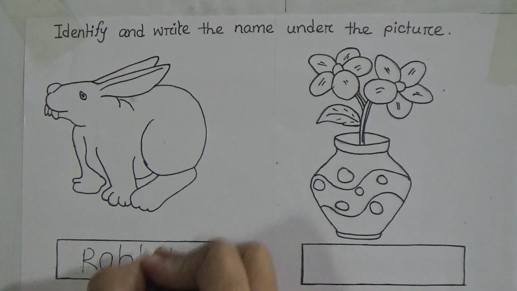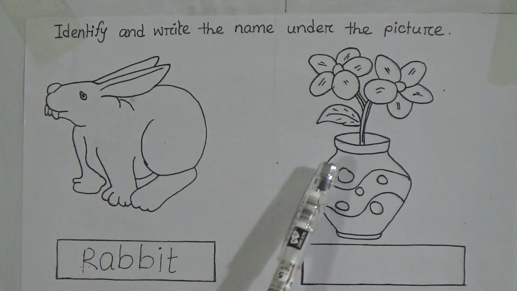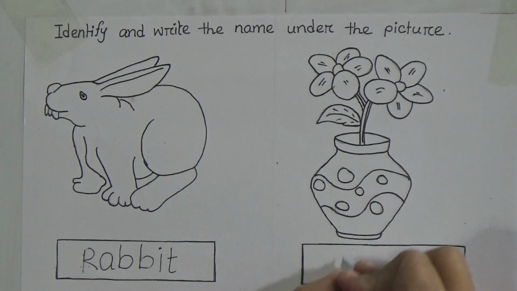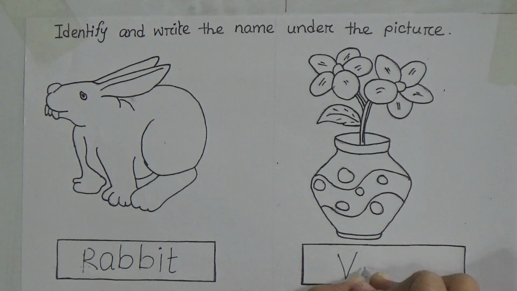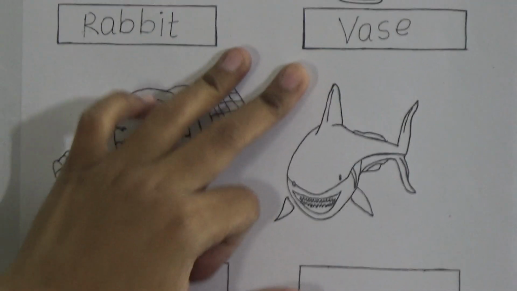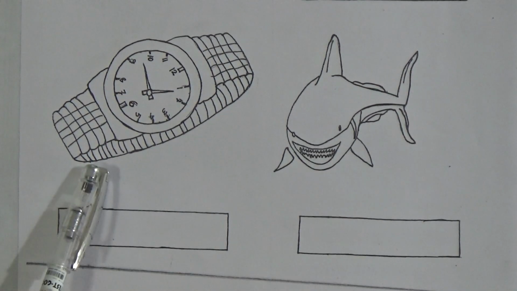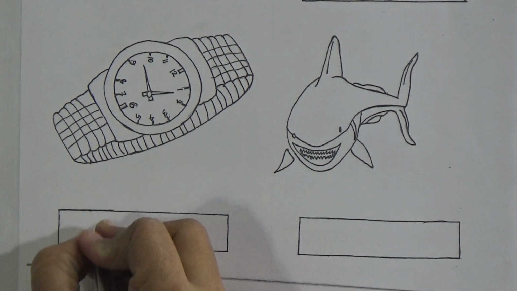R-A-B-B-I-T, rabbit. And this is flower vase. Okay, so we have to write a vase. V-A-S-E, vase. Now the next one is, what is this? This is the picture of a watch.